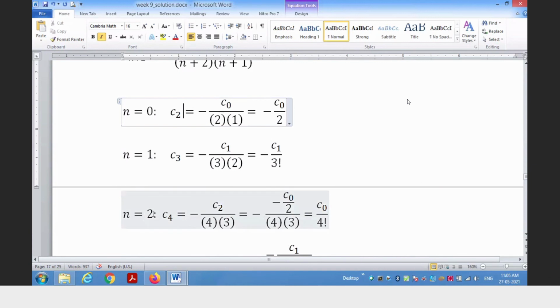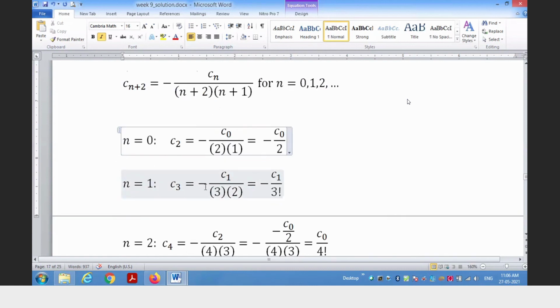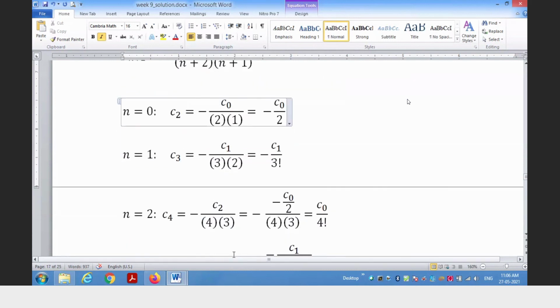And when n equals 2, c4 will be minus c2 over (2 plus 2 is 4) times (2 plus 1 is 3). But c2 we have found before, c2 equals minus c0 over 2. So over 4 times 3, this will be c0 over 2 times 4 times 3, so this equals c0 over 4 factorial.